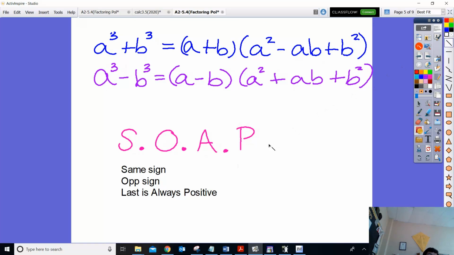Somebody in here asked last week what an acronym was. SOAP is an acronym. It's a mnemonic to help you memorize something.